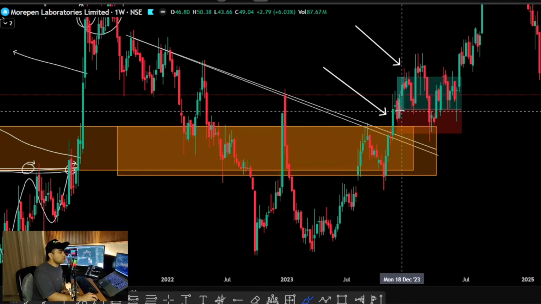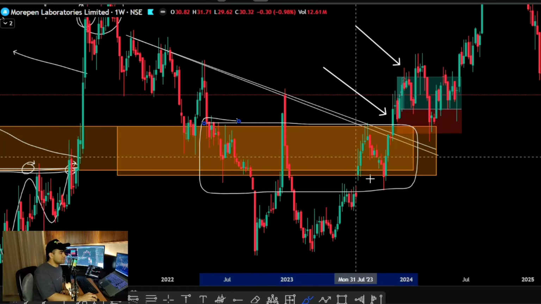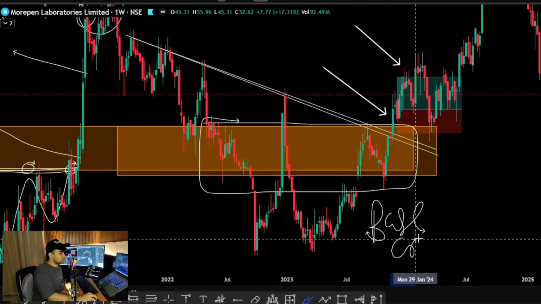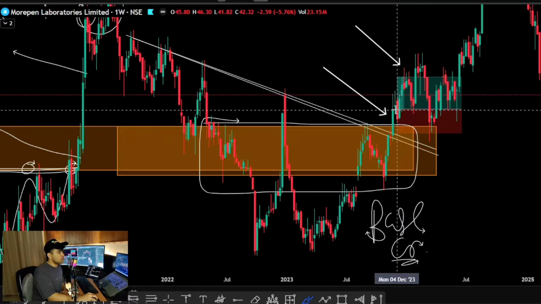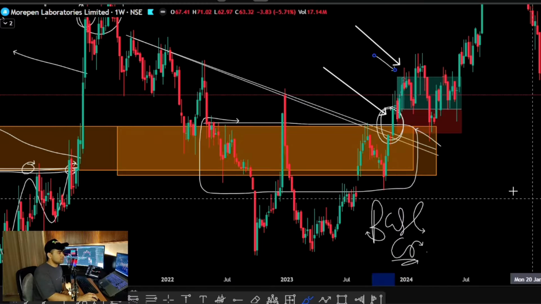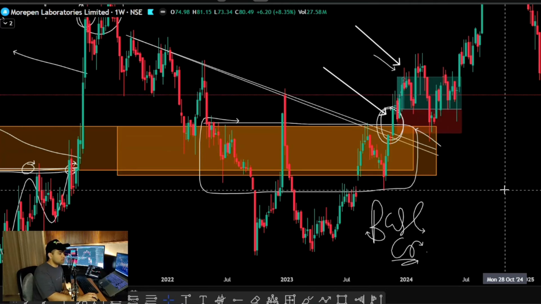So overall, if you see, when the base is being created, you can see that this is around the base level. That's my base creation right there. And then we get a breakout around this area. I entered and exited this trade right there. Made a good 40-50K, I guess, in this particular trade as well.